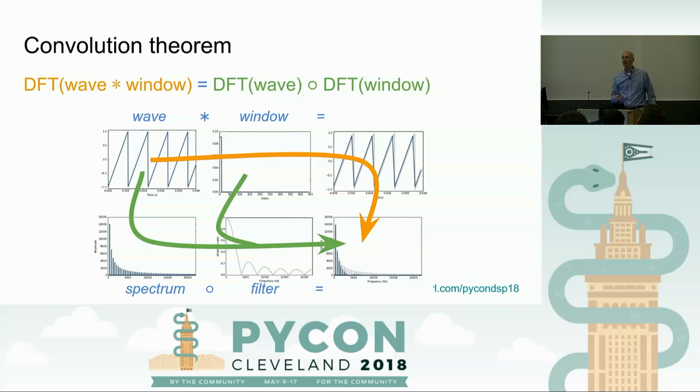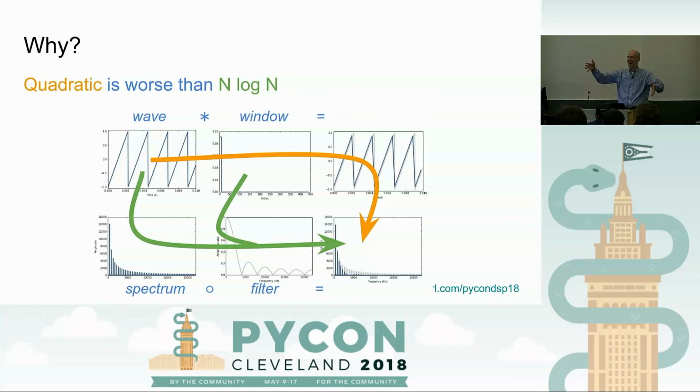Great question. That's my next slide. Nice. The question was, is one of these more computationally efficient than the other? And the answer is yes: the orange line, computing convolution in the time domain, is a quadratic operation. It's proportional to n squared, where n is the size of the array.